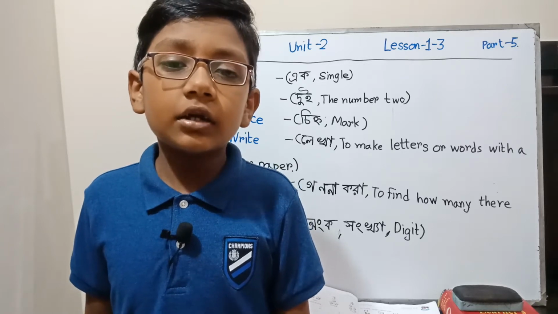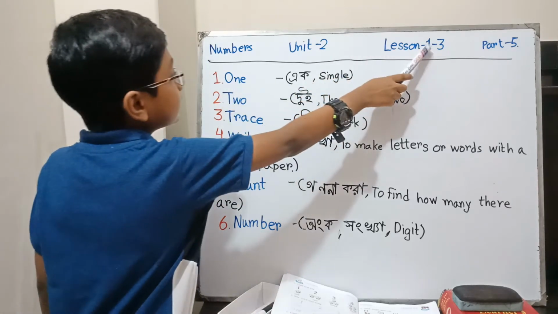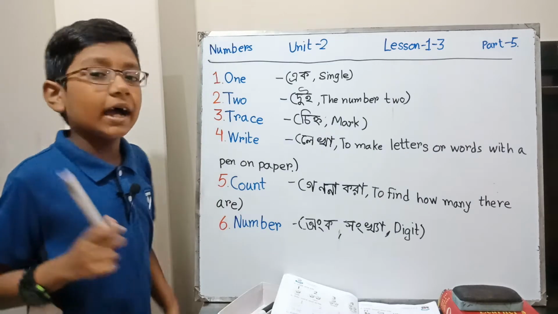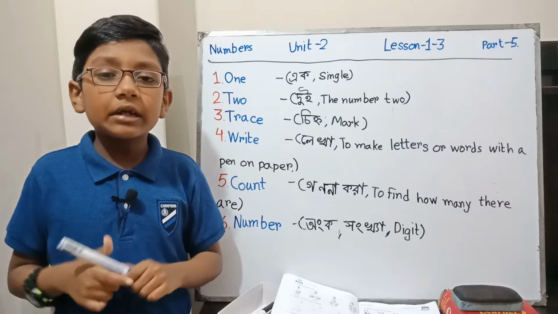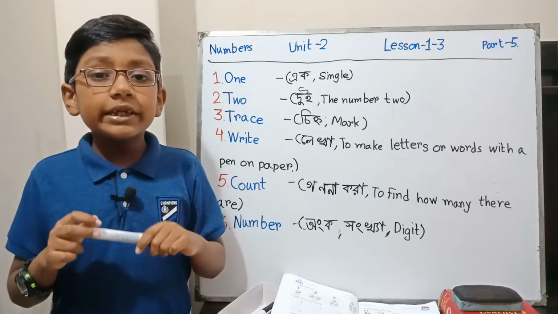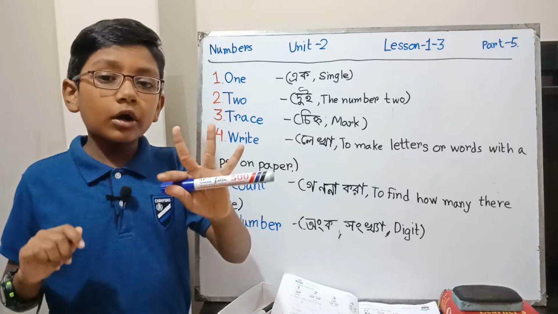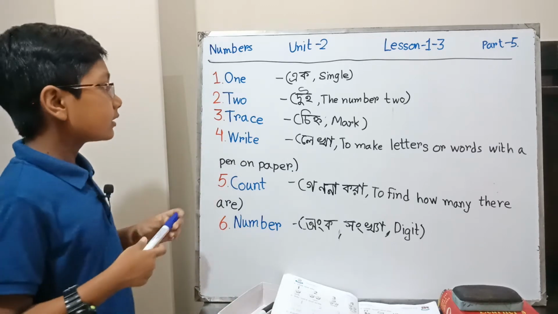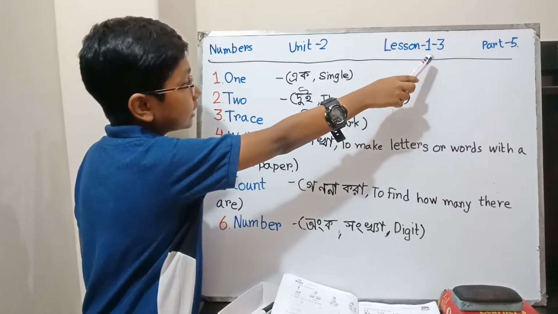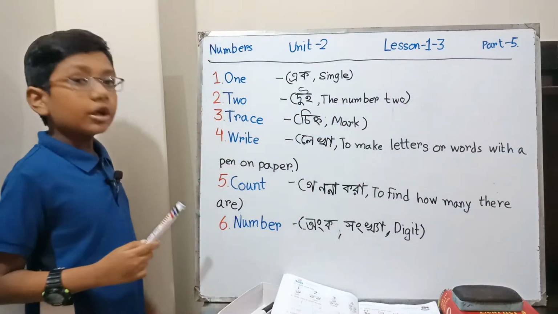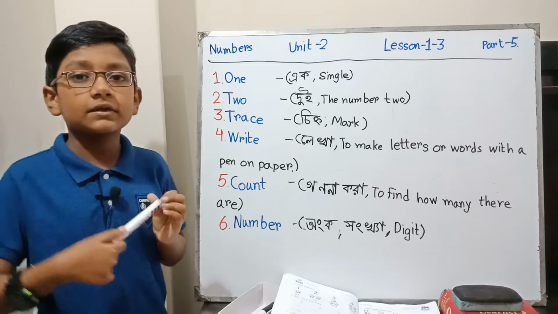So, today we are going to learn about Numbers Unit 2 Lessons 1 to 3 Part 5. In the previous video, we learned about Alphabet Unit 1 Lessons 4 to 6. So today we are going to learn about Numbers Unit 2 Lessons 1 to 3. It's like Unit 1 then Unit 2, and so it's Lessons 1 to 3.